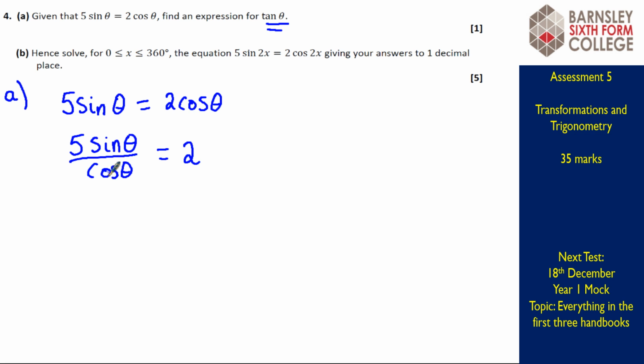So we know that sine theta divided by cos theta will just be tan theta. Whenever you do sine over cos, it will become tan. It's a really important identity to learn and use a lot. Some people would just leave it like this, 5 tan theta equals 2. That's not correct because you're asked to find an expression for tan theta. We have to make tan the subject.